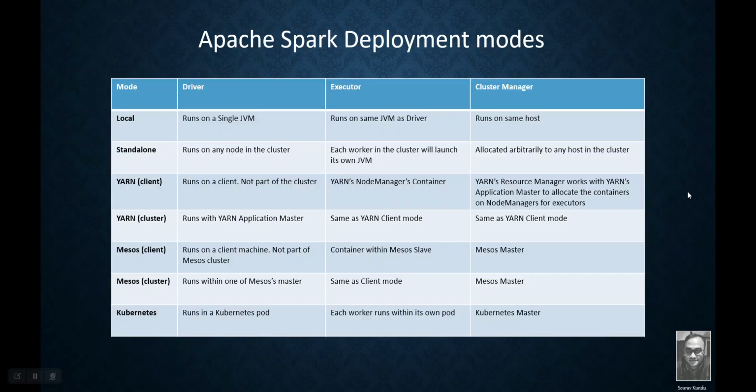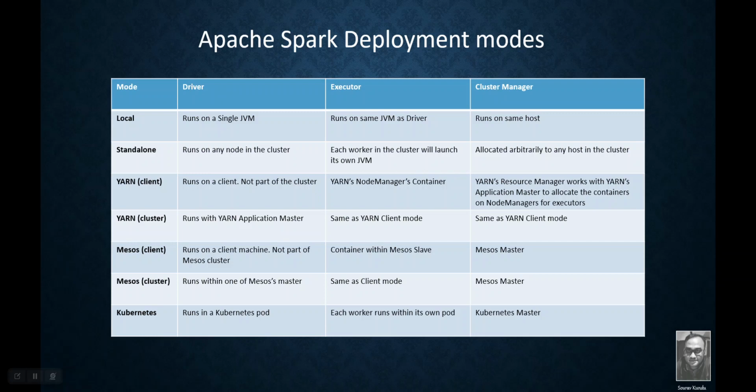Now let's understand the different Apache Spark deployment modes. You can see here there are different deployment modes: local, standalone, Yarn client, Yarn cluster, Mesos client, Mesos cluster, and Kubernetes. If it's local, it will be running on a single JVM. The driver will be running on a single JVM, the executor will be running on the same JVM as the driver, and the cluster manager will be running on the same host.